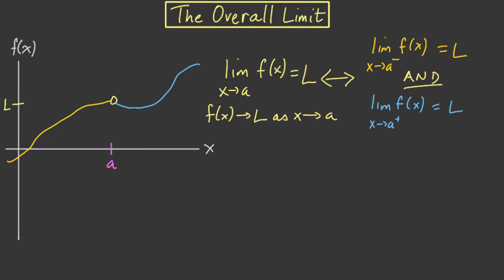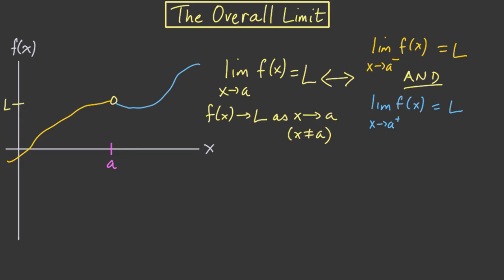But remember, limits only care about values of x that are close to a, but not equal to a. So, for the sake of the overall limit, it's not going to matter whether we have a dot for f of a. We could fill in this circle, or we could put a dot down here, or we could just not have a dot if f of a doesn't exist. Whatever. It won't affect the limit.